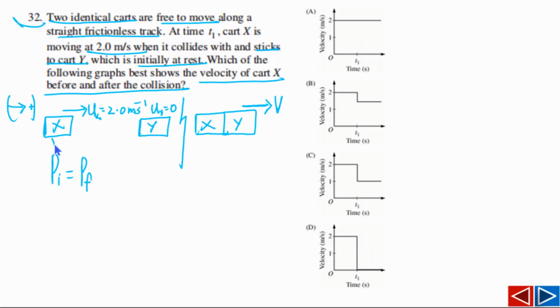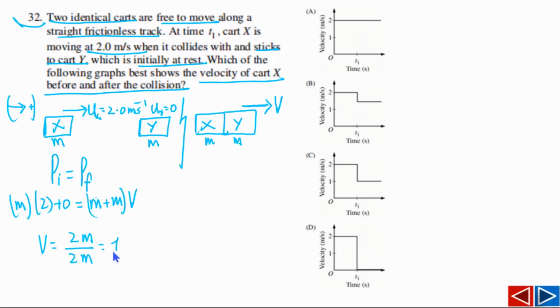We can also imagine mass of each car is m, because these are identical cars, so they have the same mass. So this is mass m, this is also mass m. So momentum of first car we can write as m times 2 plus 0, and final momentum we have m plus m, and they're moving with velocity v, and we can calculate value of v. So from here v will be equal to 2m divided by 2m. So this is equal to 1 meter per second. So this is velocity of x, and also this is velocity of y.